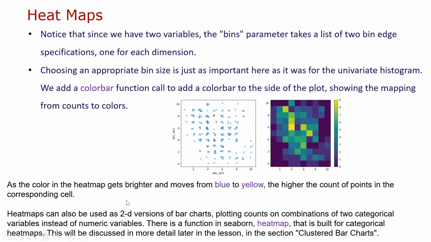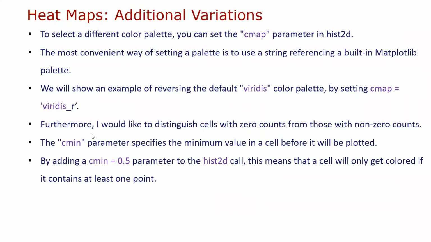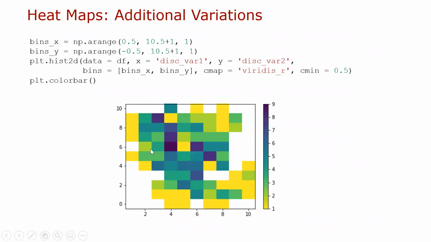Heat map can also be used as a two-dimensional version of a bar chart, plotting a combination of two categorical variables. You're going to see something like this. Do you remember when I told you that we can reverse the heat map? Do you remember this? So look at this one here. What did I do here? I said, draw for me a heat map.